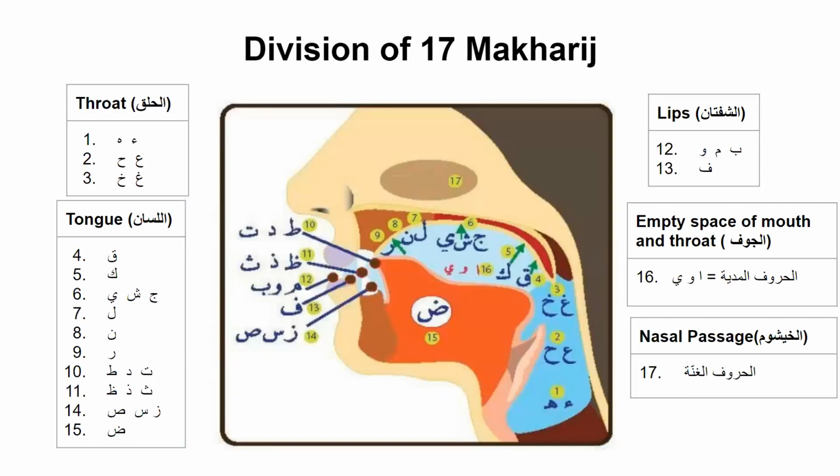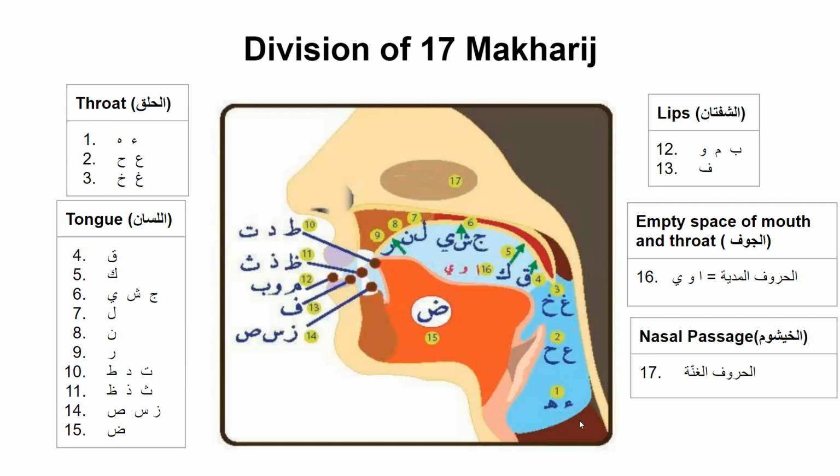Okay, so now this is a different chart showing you the division of the makharij. Here you see, first we're going to start off from al-halq. Al-halq is the throat. Again, there are 6 different letters: hamza, ha, ayn, ha, ghayn, kha. And there are 3 different areas of the throat. There are 3 makharij for the throat.